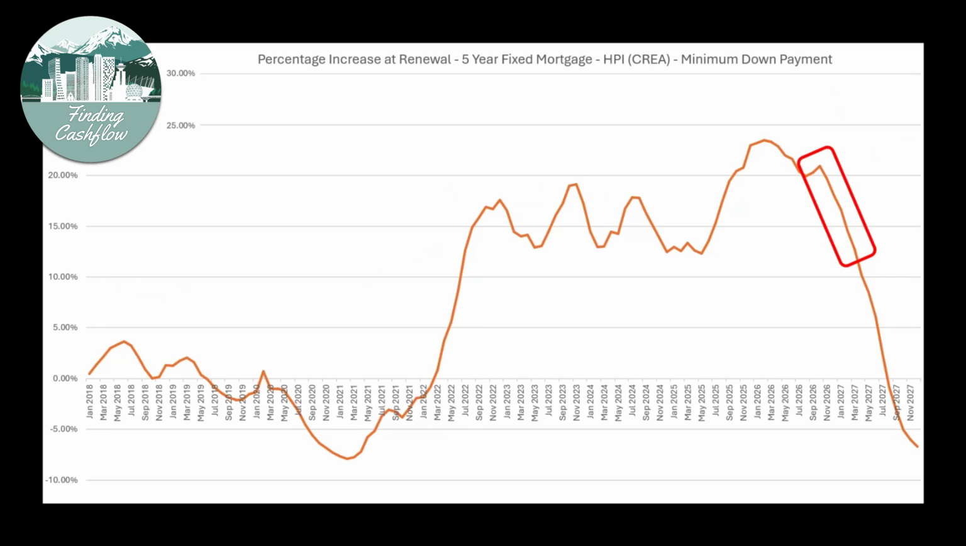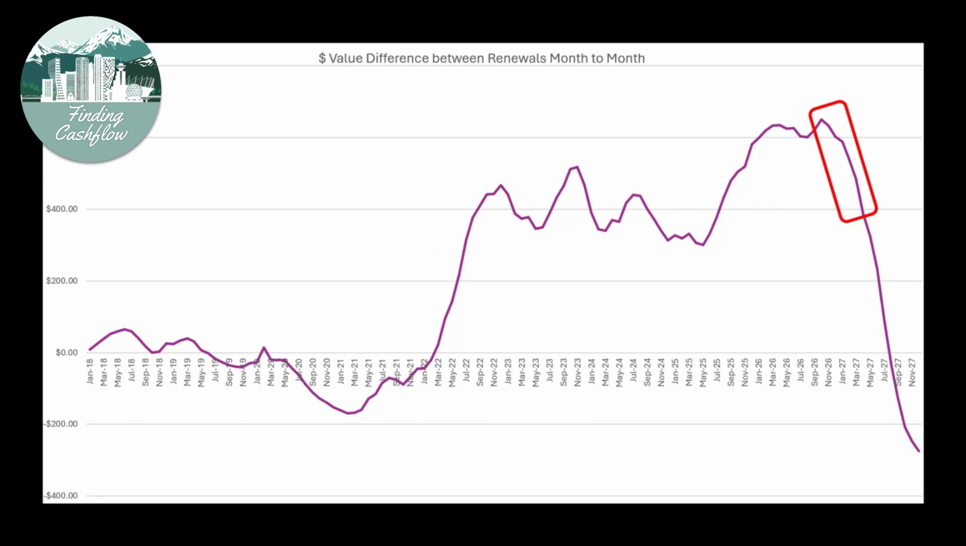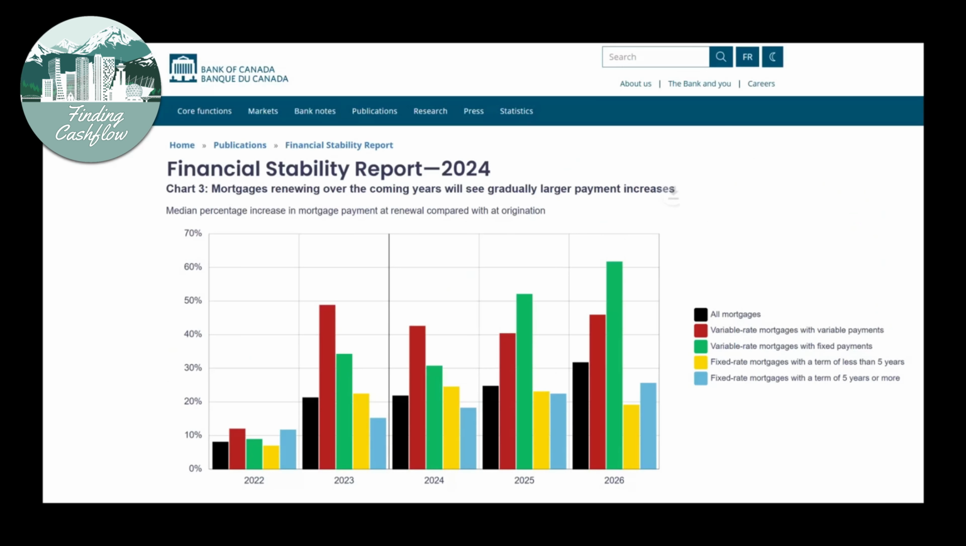And we can see that the percentage increase at renewal, as well as the dollar value increase at renewal, doesn't begin to come down substantially until 2027. And this will remain to be the case unless mortgage rates in Canada come down substantially between now and then. And remember that it is the variable rate fixed payment mortgages that will be our largest concern.